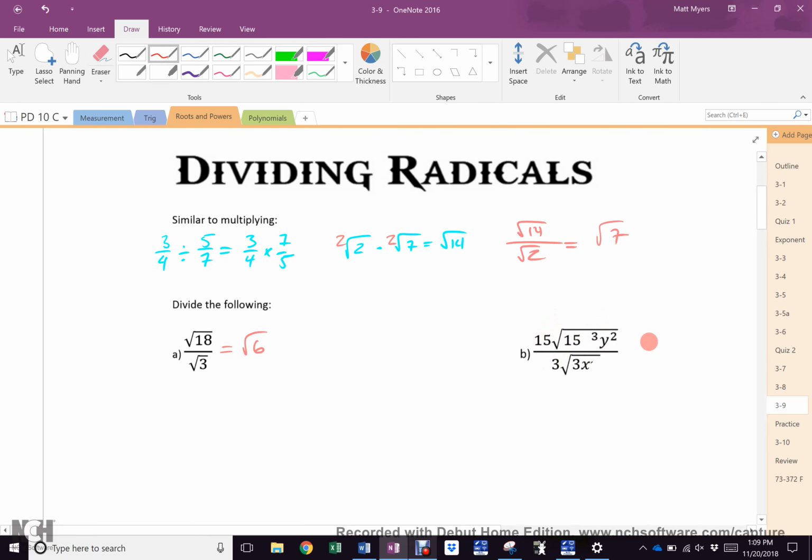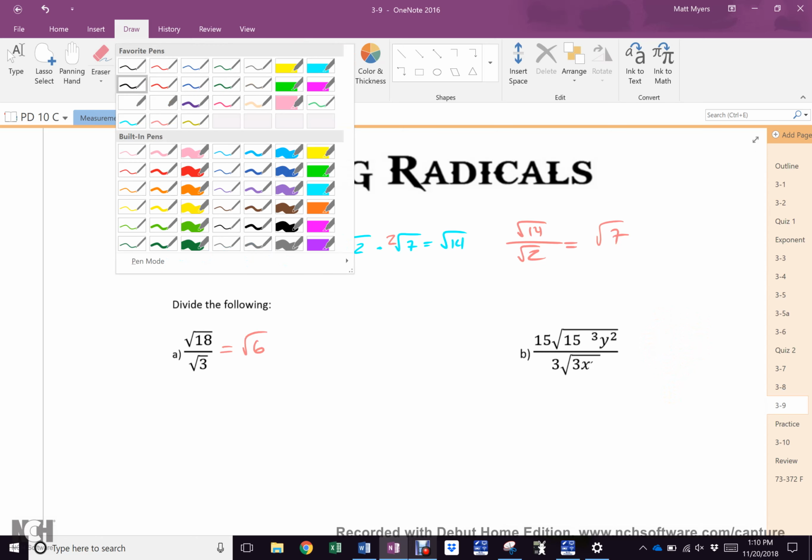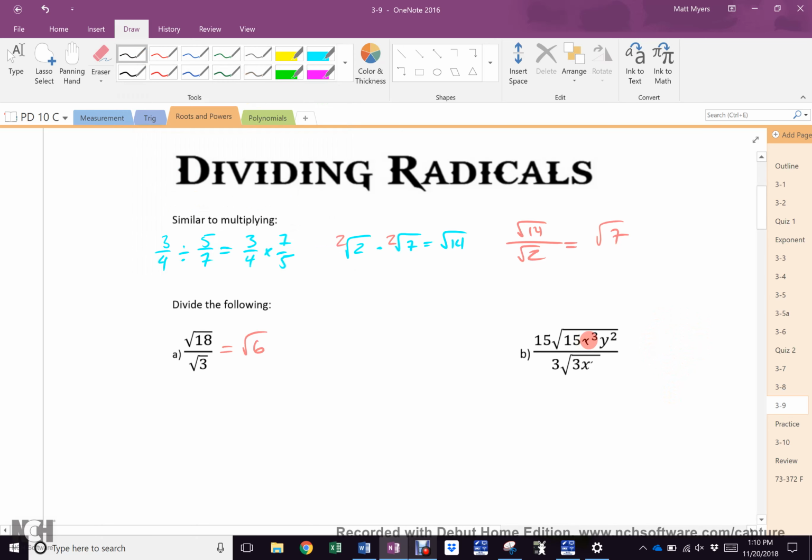Just like in the exponents issue, when we had 14x squared y over 5xy, you split it up, right? So what are we going to do here? Split it up. Why are we going to split it up? Why will splitting it up work? Because math is always the same. It does not matter what it looks like.